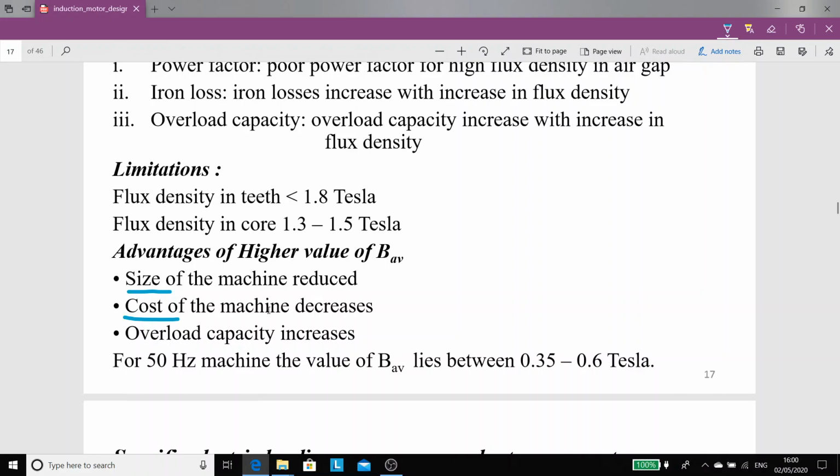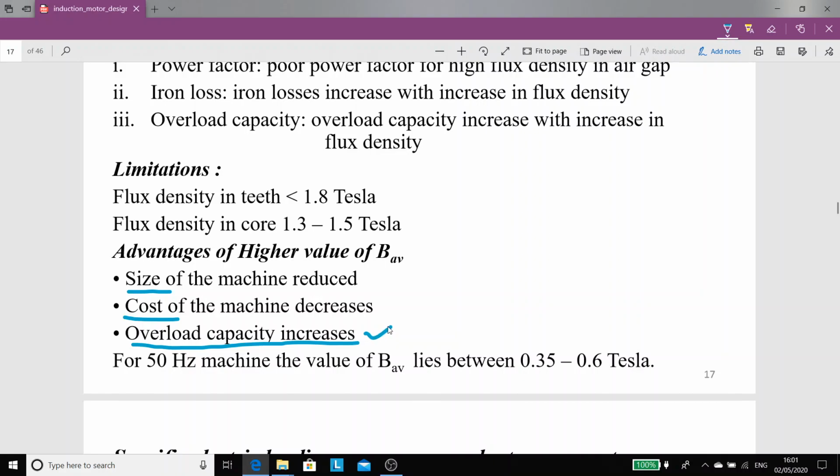And the third advantage of selecting higher value of specific magnetic loading is that overload capacity increases. The overload capacity of our motor increases, and that's why this is one of the deciding parameters.